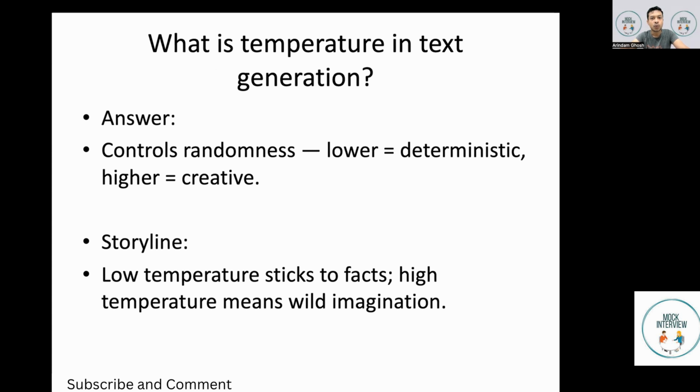Next question. What is temperature in text generation? Answer: it controls randomness. Lower equals deterministic, higher equals creative, right? So these are based on temperature. Storyline: low temperature sticks to facts, high temperature means wild imagination. So based on the output you need, you can change the temperature.